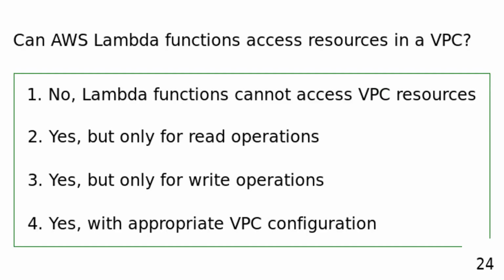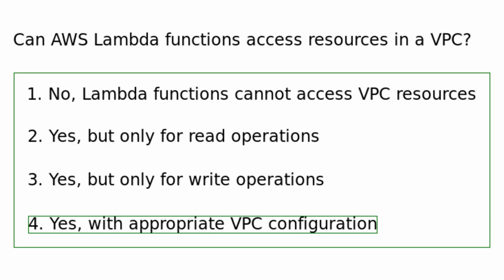Can AWS Lambda functions access resources in a VPC? No, Lambda functions cannot access VPC resources. Yes, but only for read operations. Yes, but only for write operations. Yes, with appropriate VPC configuration. AWS Lambda functions can access resources in a VPC by configuring the function to connect to the VPC with appropriate security groups and subnet settings.